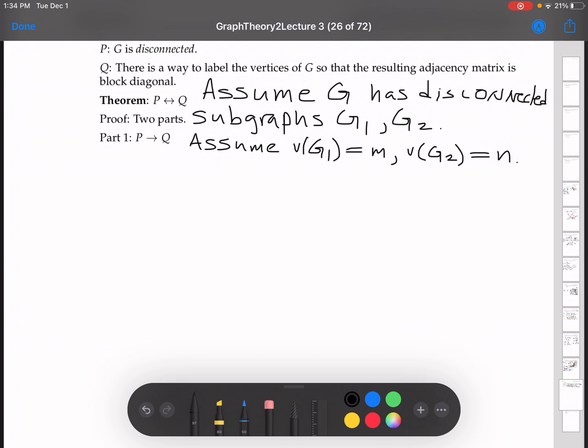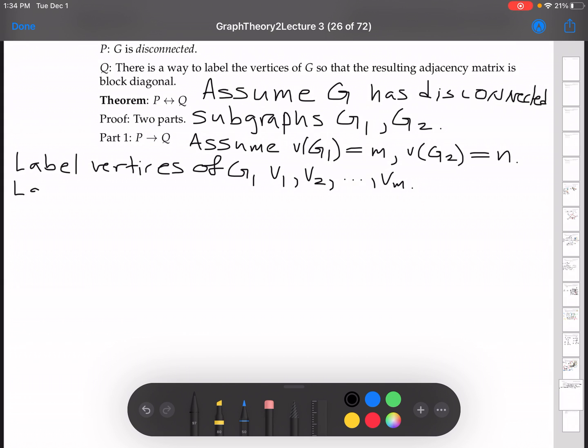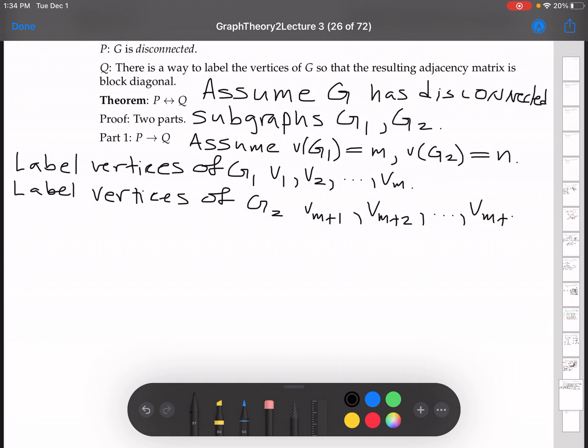All right, so I'm going to label the vertices of G1 V1, V2, all the way up to Vm. And I'm going to label the vertices of G2 Vm plus 1, Vm plus 2, all the way up to Vm plus n.